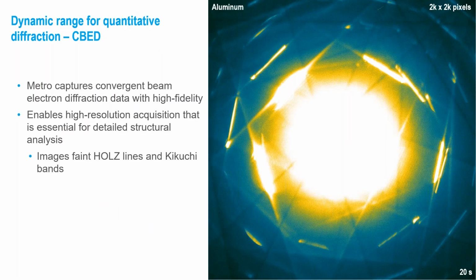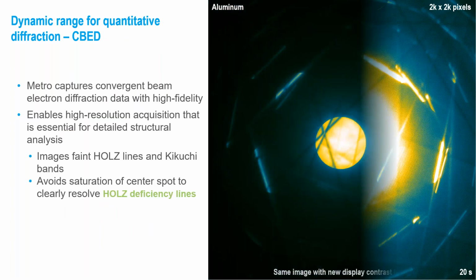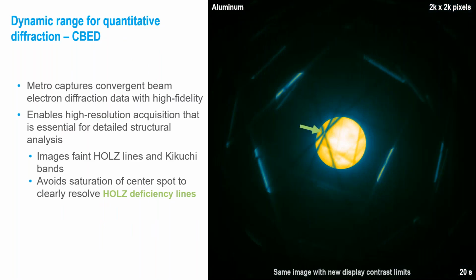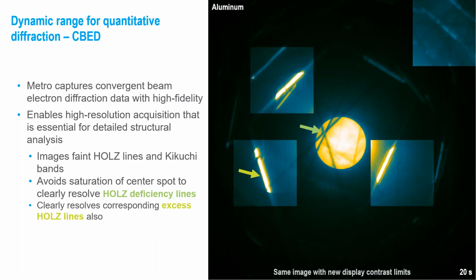And it might look like this pattern has a completely saturated center spot, but actually that's not the case. That's just due to the display limits, the contrast limits here. If I change the exact same image to different contrast limits, we can see that the center spot is not saturated, and we can clearly resolve a lot of detail within that center spot, like these HOLZ deficiency lines that I'm pointing out here. But of course, at the same time, from the exact same diffraction pattern, we can clearly resolve the excess HOLZ lines that are corresponding.